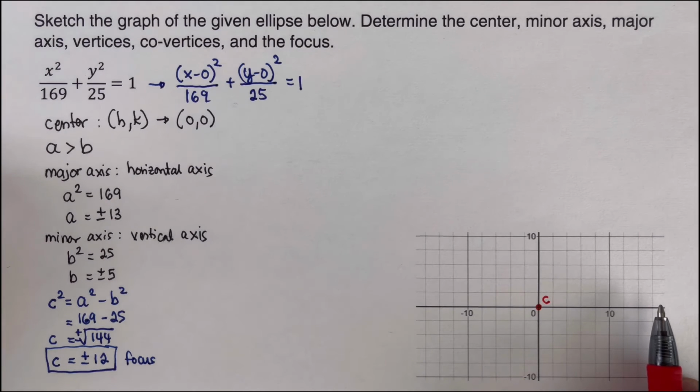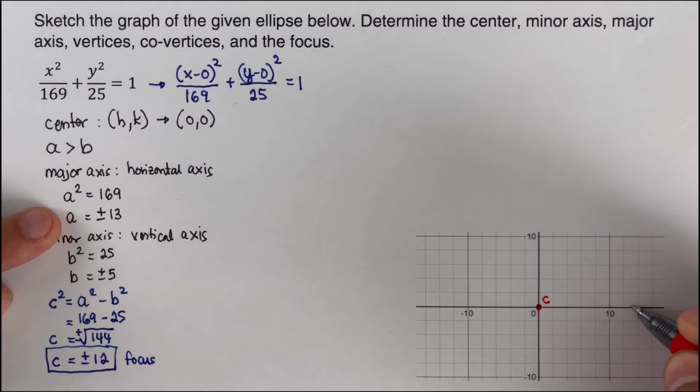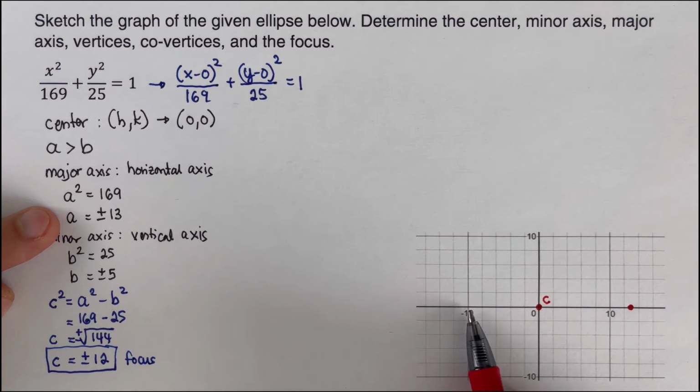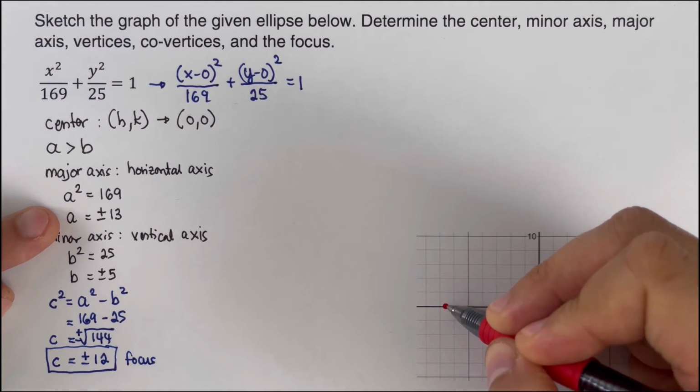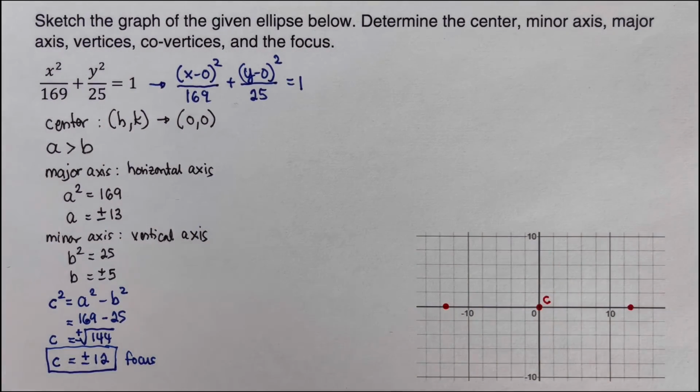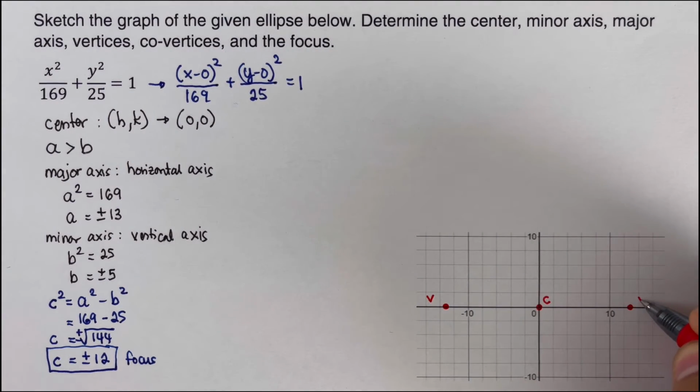Since our a is plus or minus 13, we can go 13. This goes by 2s: 2, 4, 6, 8, 10, 12, 13. So this is where the first vertex is going to sit. And that's negative 10, negative 12, negative 13. So this is where the other vertex is going to sit. I'm just going to label this as the vertex, and this is the vertex right here.